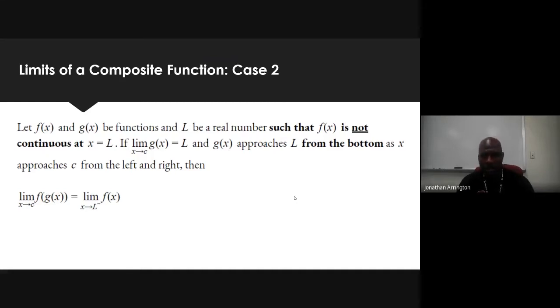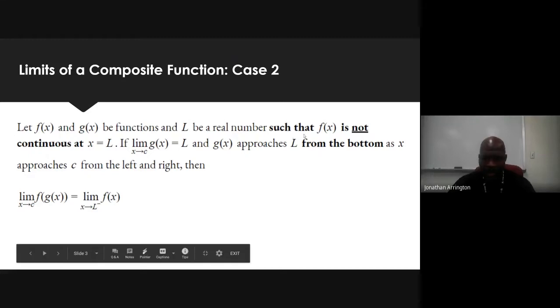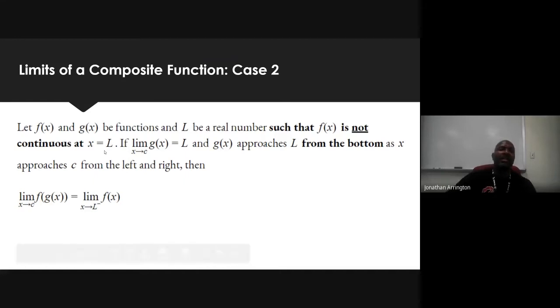All right, so here's case 2. It reads pretty much the same, except for this statement: f of x is not continuous at x equals L. That's going to be the issue for case 2 and case 3, that the function is not continuous at the limit of the inside function. So again, the limit as x goes to c of g, the inside function, is L. So in this case, the outside function, f of x, is not continuous at the value of the limit of the inside function.